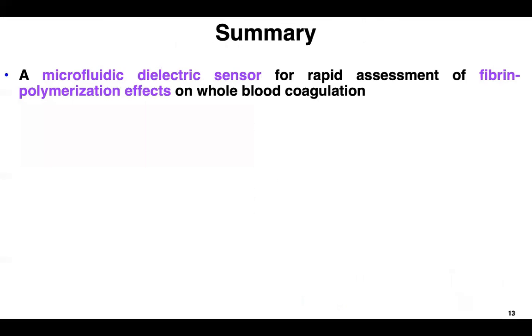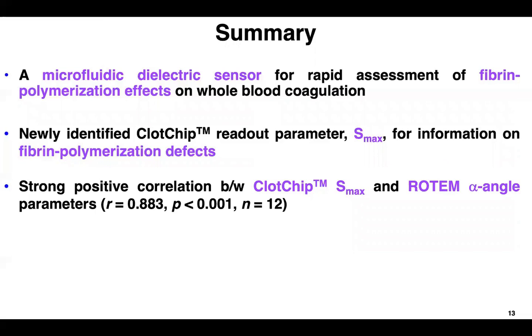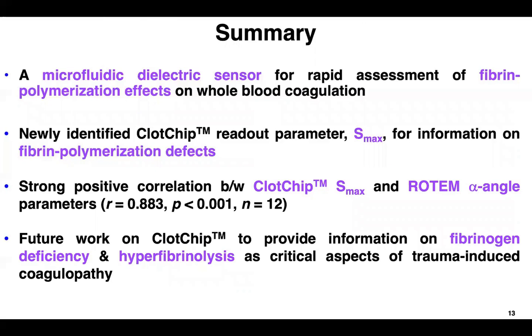To sum up this presentation, we saw that a microfluidic dielectric sensor was developed that was capable of rapid assessment of fibrin polymerization effects on whole blood coagulation. In particular, a new parameter, Smax, obtained from the ClotChip readout, provides such information. We have observed a strong positive correlation between ClotChip Smax and Rotem alpha angle. And finally, our future work will focus on fibrinogen deficiency and hyperfibrinolysis, two critical aspects of trauma-induced coagulopathy.